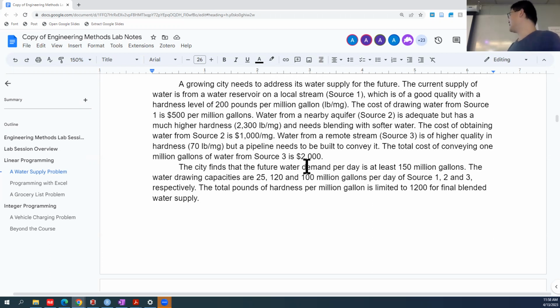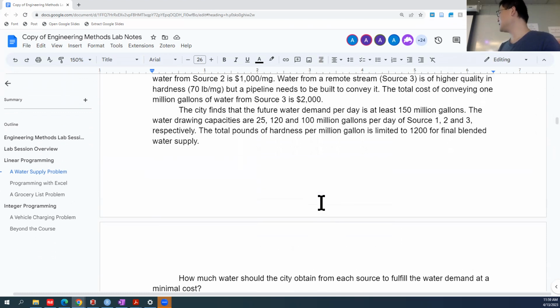And the last piece of information is about total hardness. So the total pounds of hardness per million gallon is limited to 1,200 per megagallon, right? Yeah, so for the blended water, we don't want it to be too hard. As you can see, there are three components about the constraints here.